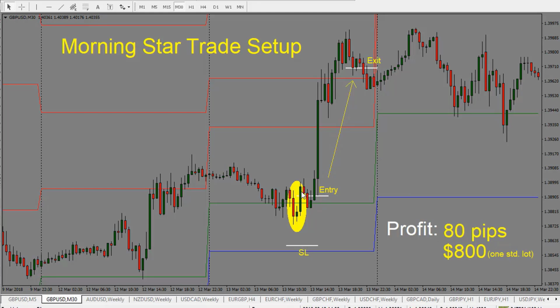So just to recap, a Morningstar trade setup is formed with 3 candlesticks. Once we see the Morningstar trade setup form, we wait for a bit of a pullback and we enter the trade long, as this is a bullish chart pattern, and we stay with the trade for as long as price is moving higher. Once we see that the price starts to pull back and we see multiple red candles here, we exit the trade. Our stop would be below our chart pattern here. We need to make sure we give our trade some room to breathe. From entry to exit here, we get 80 pips in our trade. So the profit would be $800 if trading 1 standard lot.